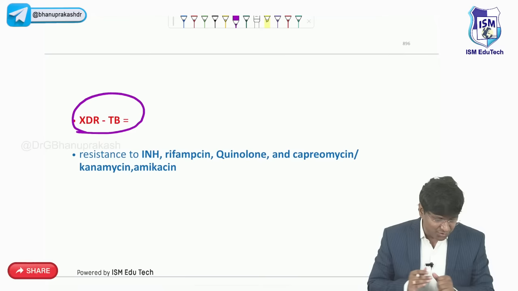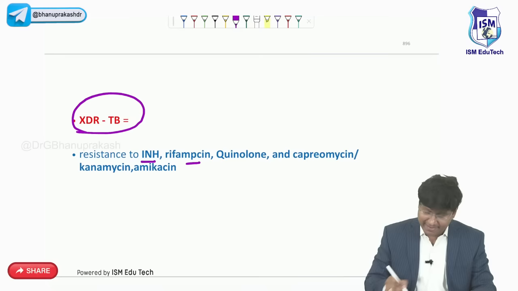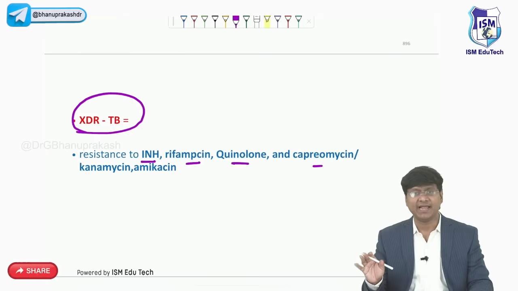Yes, thank you very much. Right. So, what do you mean by extensively drug resistant tuberculosis? It is where the organism is resistant to isoniazid, rifampicin, a quinolone, and one of the injectable agents. What is that injectable agent? Either capreomycin or kanamycin or amikacin. That is XDR-TB: isoniazid, rifampicin, one quinolone and one of the injectable second line agents.